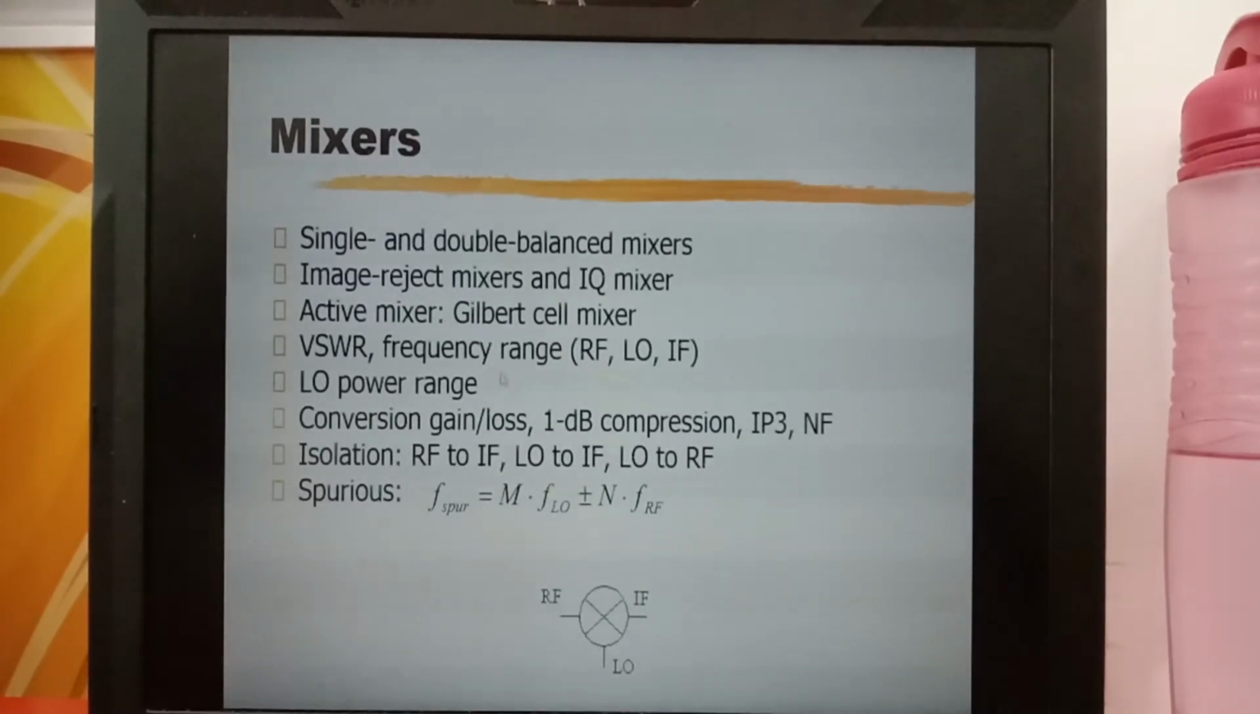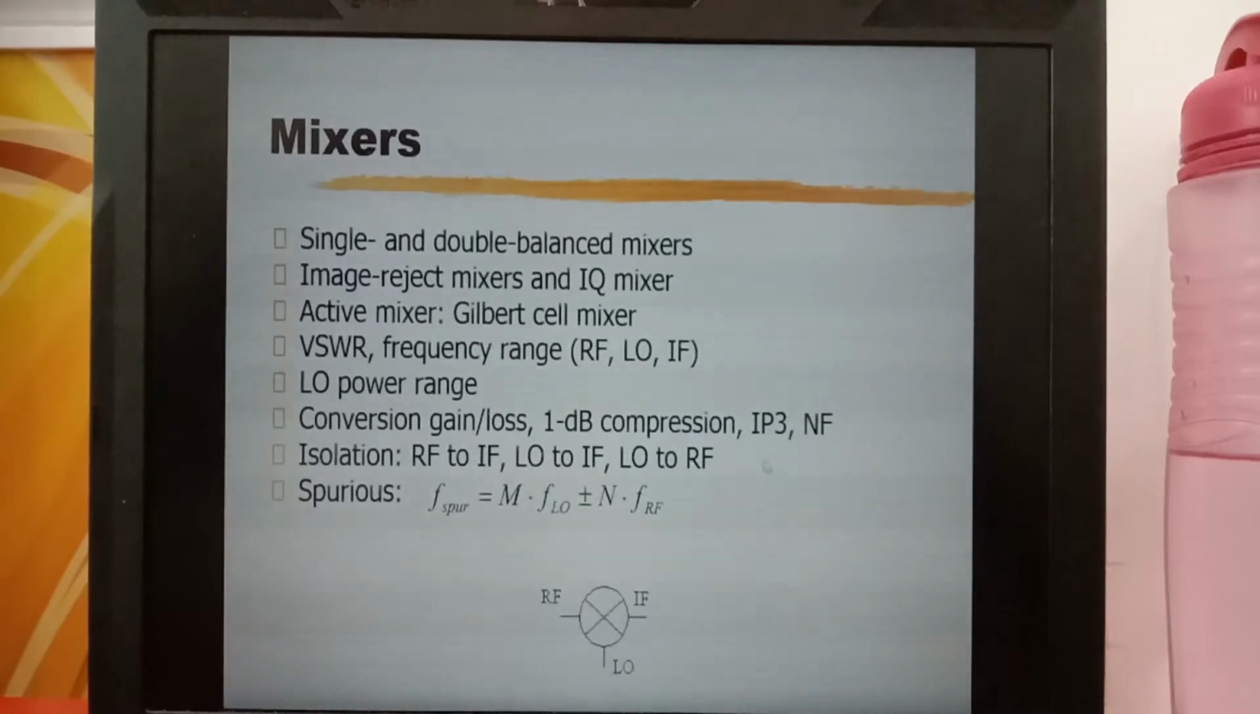If the mixer is a passive mixer, we'll get some conversion loss, and if we use an active mixer, we'll get some conversion gain. However, the gain may not be linear. Like in the case of an amplifier, there will be a 1 dB compression point, beyond which we will get much more distortion or harmonics.